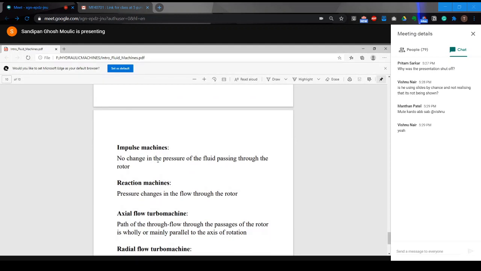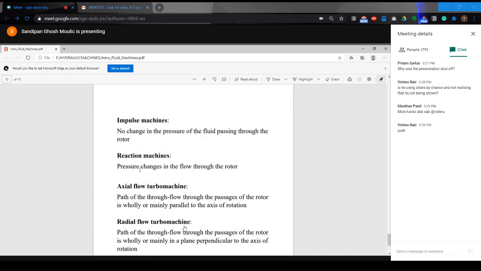Now, as I said, you can classify the machines as impulse machines or reaction machines. Impulse machines are those in which the pressure of the fluid does not change as the fluid is flowing through the rotor. Here it is the momentum of the fluid which will be changed, and the change in momentum will lead to a force being exerted on the blades. Due to just the change in momentum of the fluid, it is called a pure impulse machine.